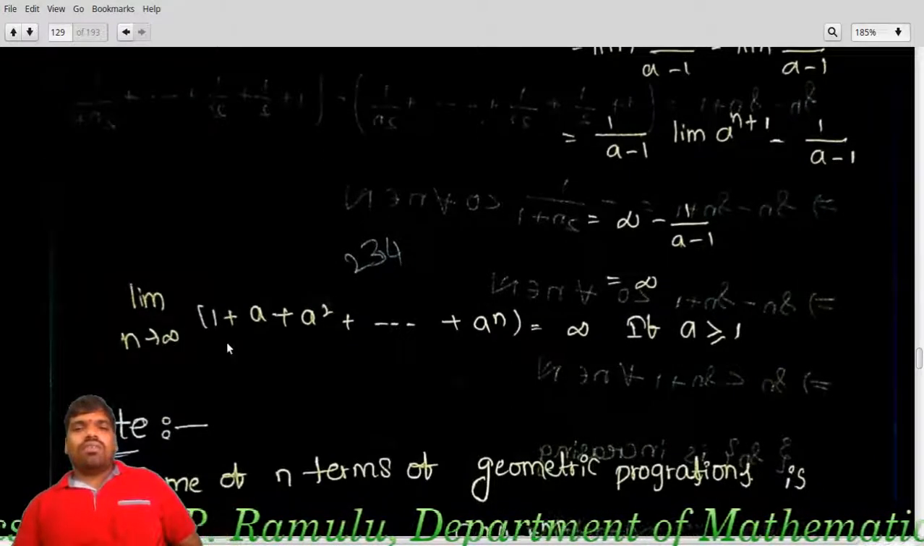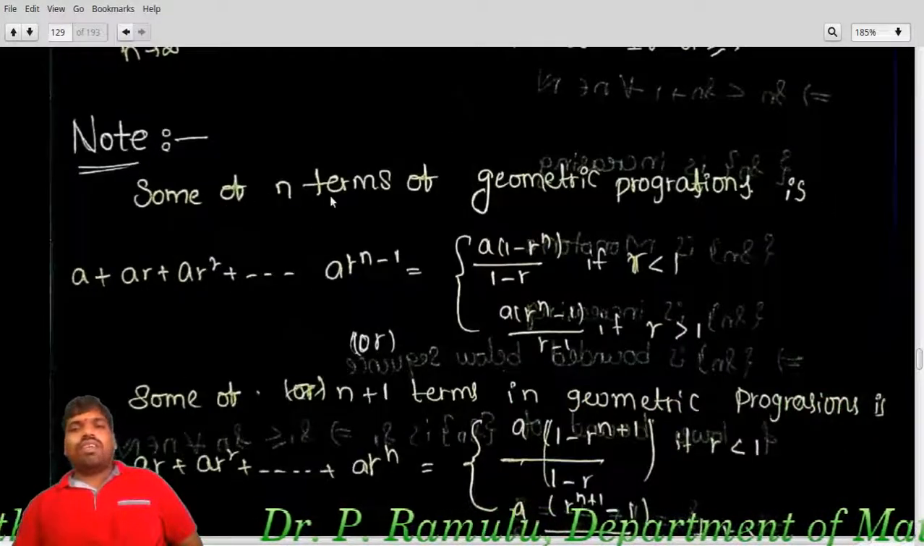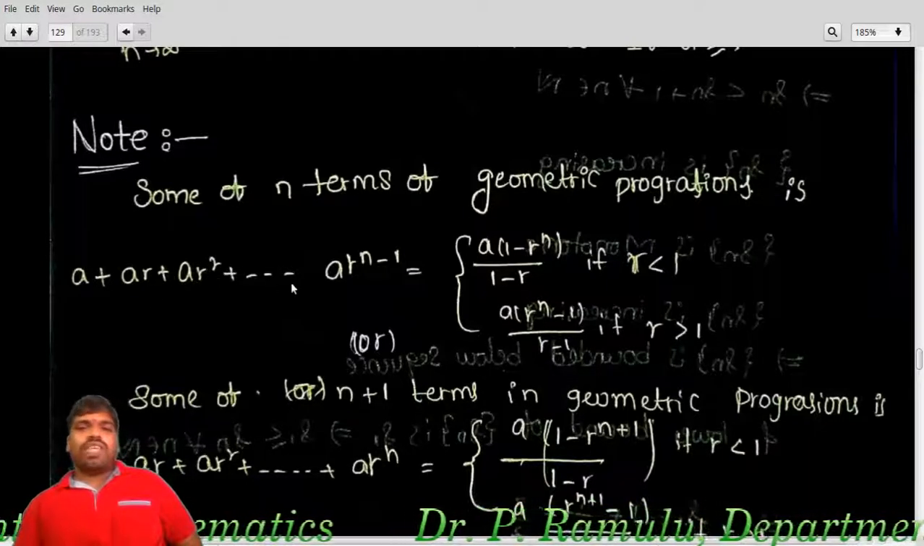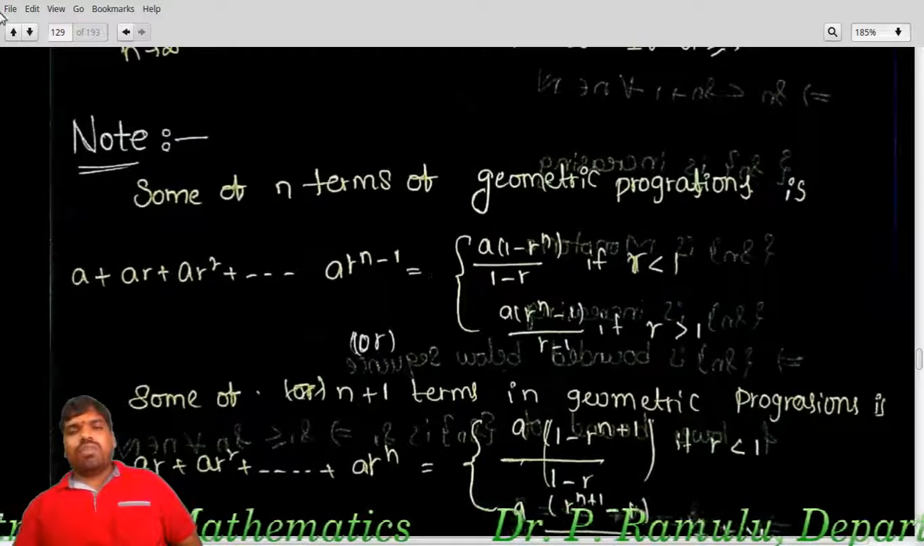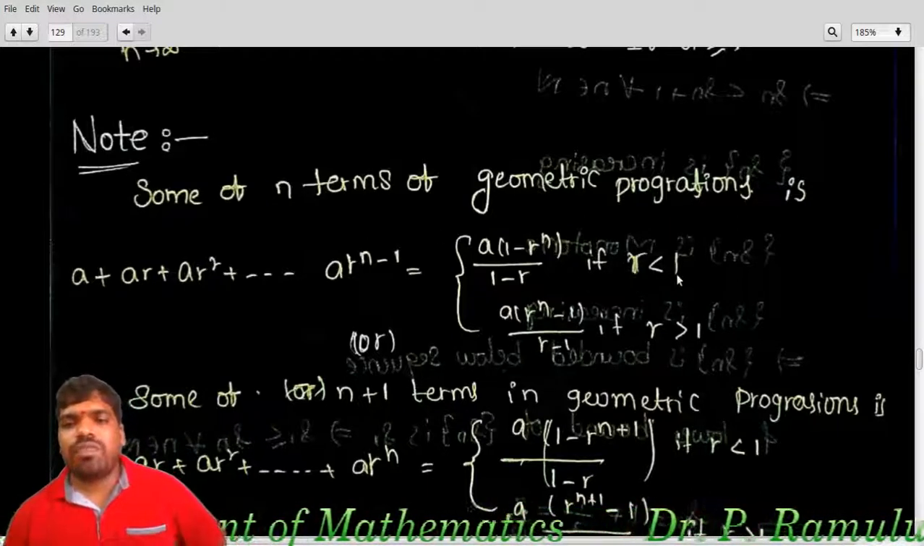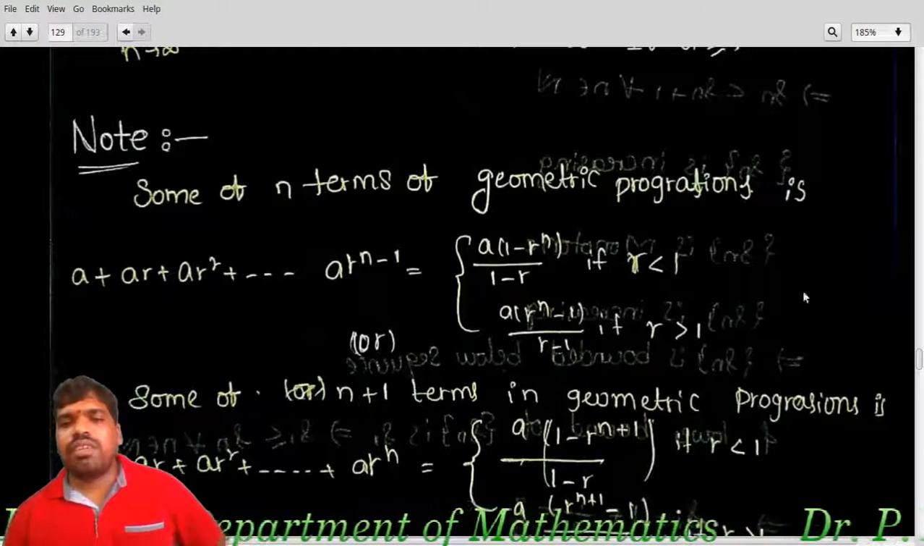So the limit as n tends to infinity of 1 plus a plus a square up to a power n is infinite in that case. The sum of n terms of the geometric progression a plus ar plus ar square plus up to a r power n minus 1 equals a into (1 minus r power n) by (1 minus r) if r is less than 1, or a into (r power n minus 1) by (r minus 1) if r is greater than 1.